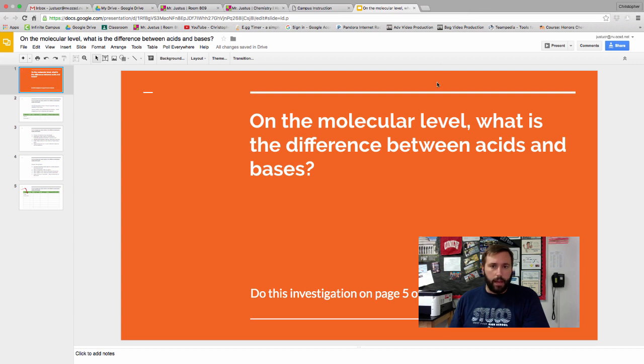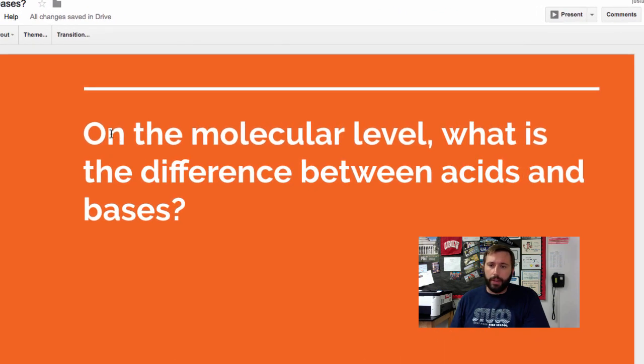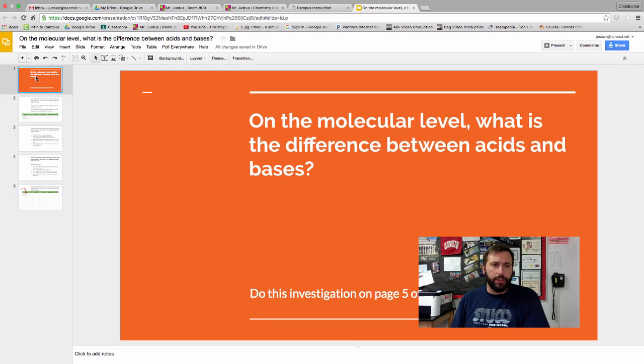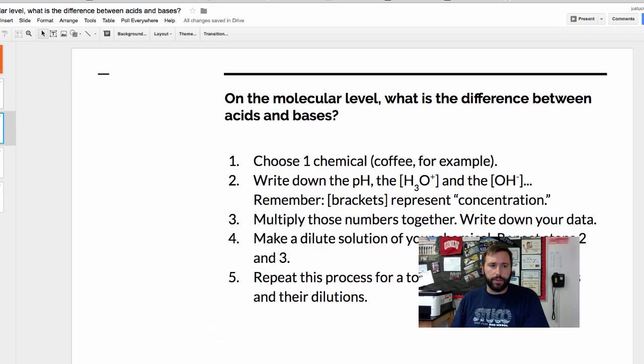Okay, I'm going to show you how to use the sim to answer this research question. On the molecular level, what is the difference between acids and bases? You're going to do this investigation in your notebook. Please note that in addition to this title page, there are 4 more pages of instructions and questions.